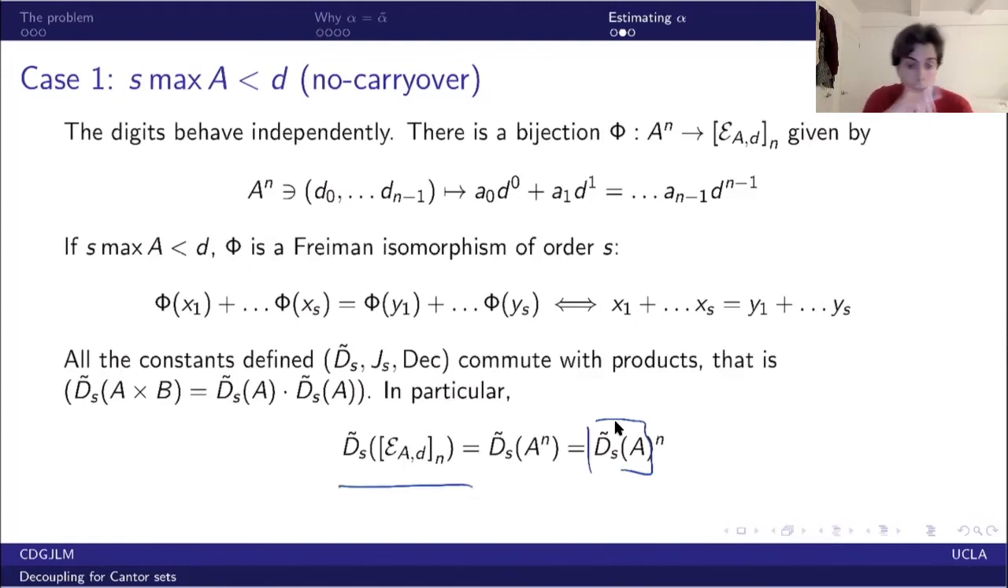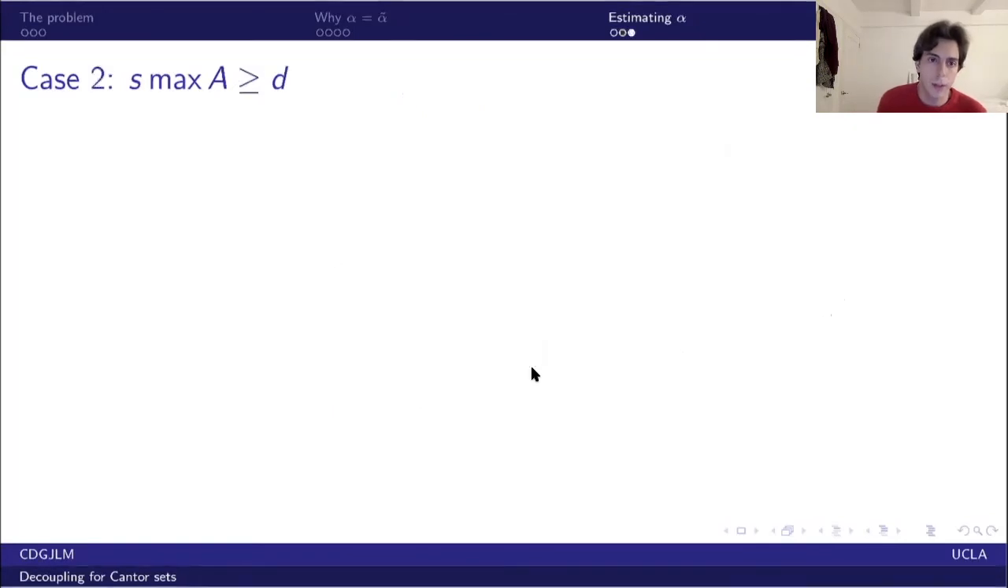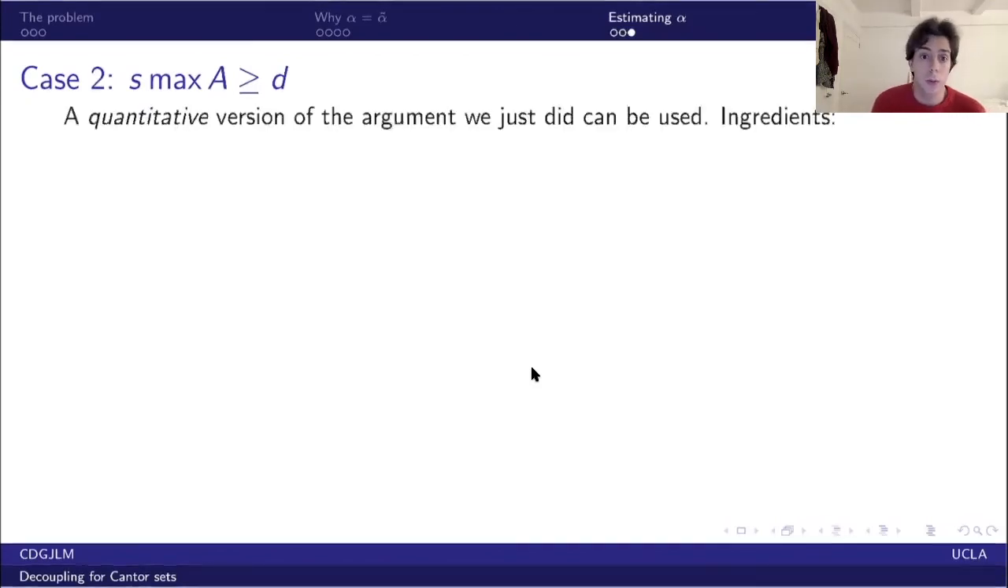But as you might imagine, the fact that we're in a no carryover situation is quite rare. It's not what you would expect in most Cantor type set situations. So we can try to go further. In fact, this same argument can be generalized further into what we could call the carryover setup. So the case where this maximum is actually bigger. And I'll provide a bit of a broad idea of what you do in that case.